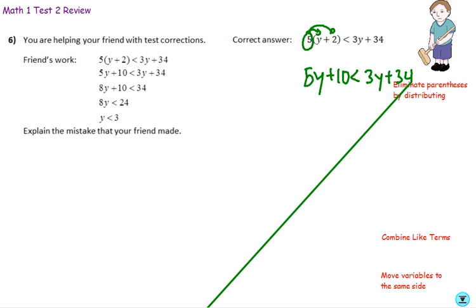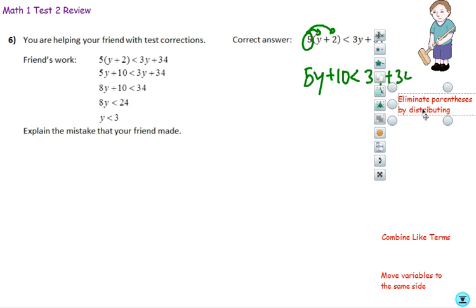And then we just want to compare. This thing is acting crazy today. Go back. We just want to compare what they put with what we put and see if it matches up. So in this first step, let's compare what they have and what we have. They say 5y plus 10 less than 3y plus 34, which is exactly what we have. So, okay, looks like they're doing good so far.